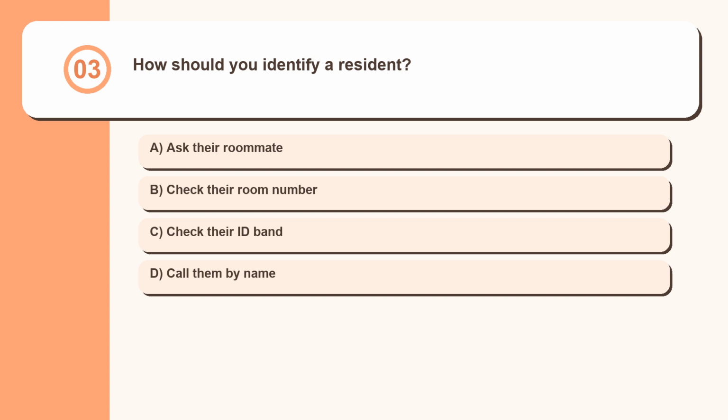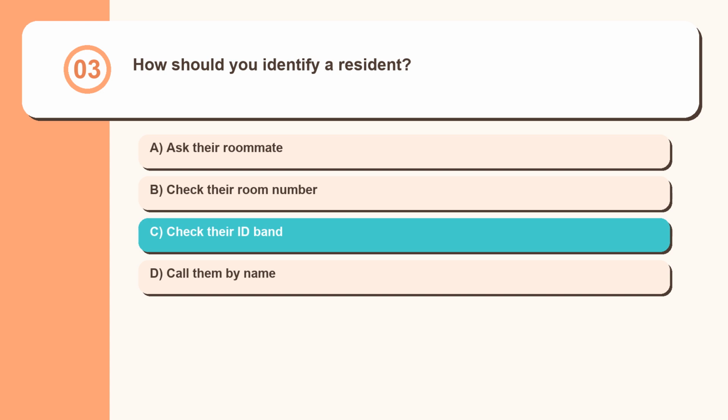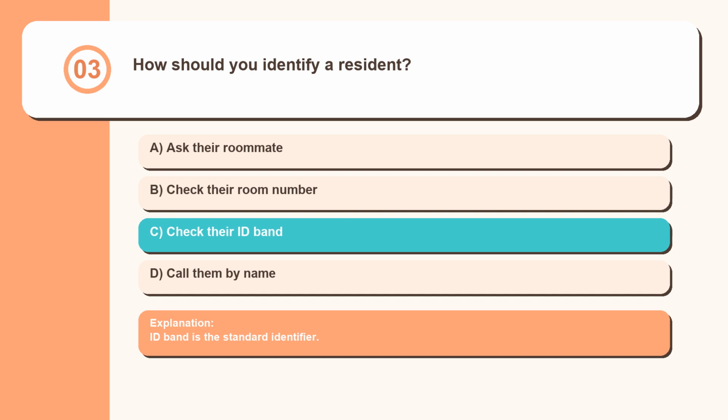Question 3. How should you identify a resident? Ask their roommate. Check their room number. Check their ID band. Call them by name. ID band is the standard identifier.